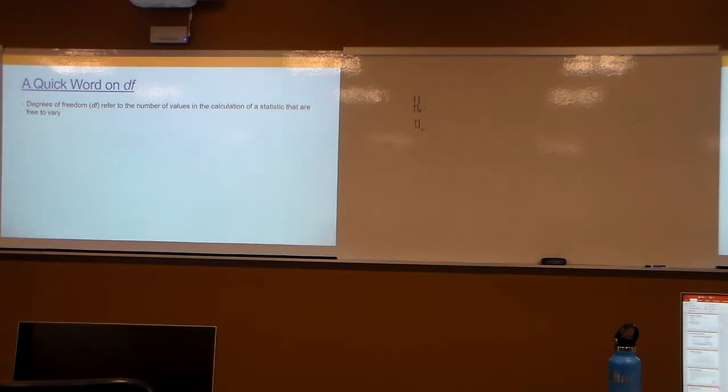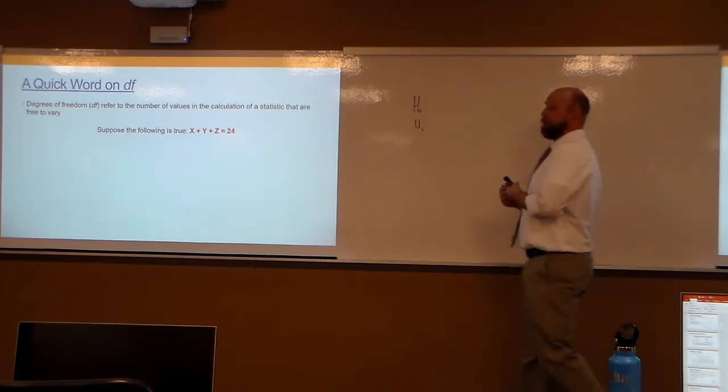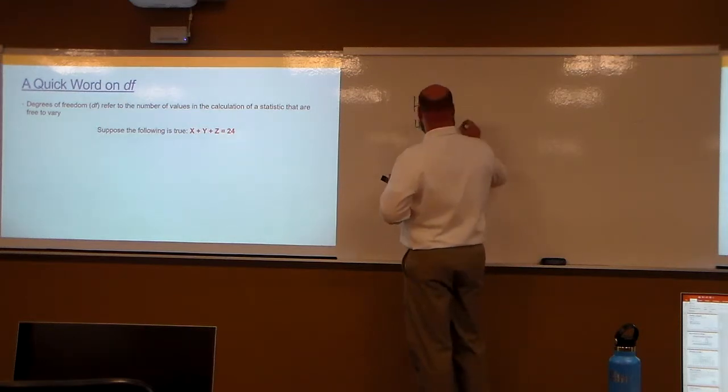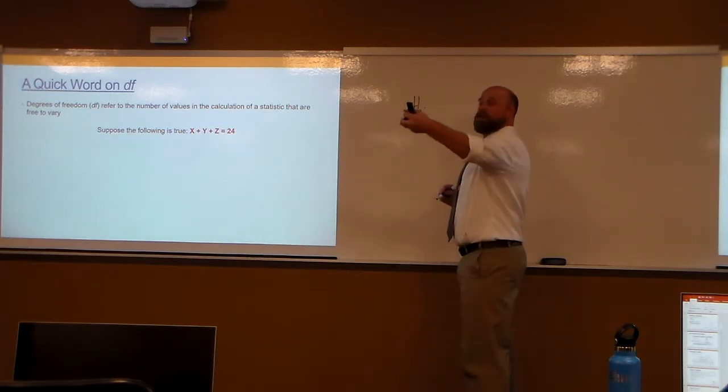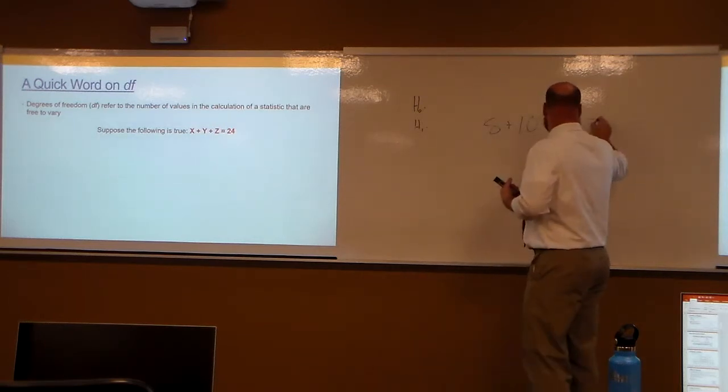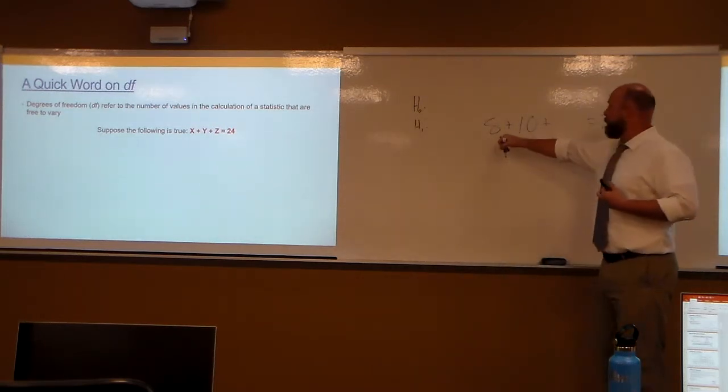And this starts to become important in thinking about how much freedom we have in the calculation of our actual observations. So let's say that this is true: X plus Y plus Z is equal to 24. Okay. Nick, what's X here? What's the number? 8. All right. Chrissy, what's Y? 10. All right. If this is all equal to 24, Nick had all the freedom in the world here.